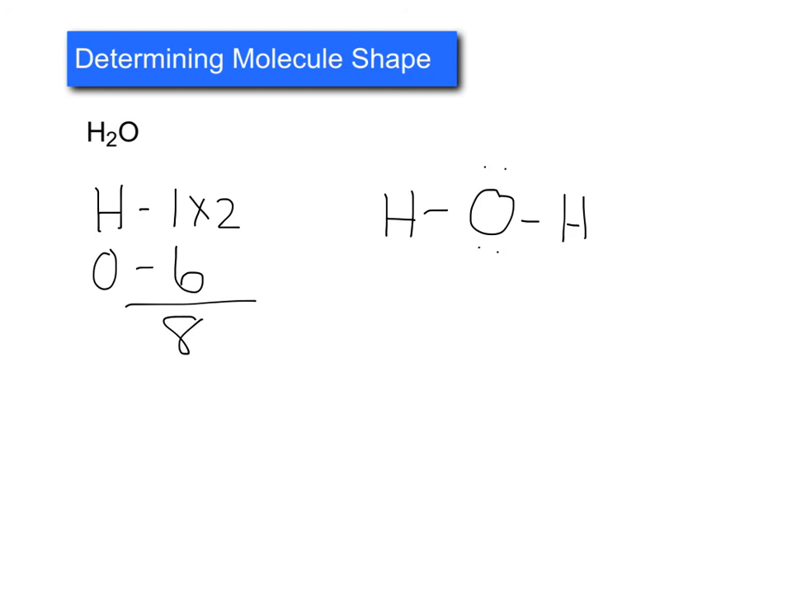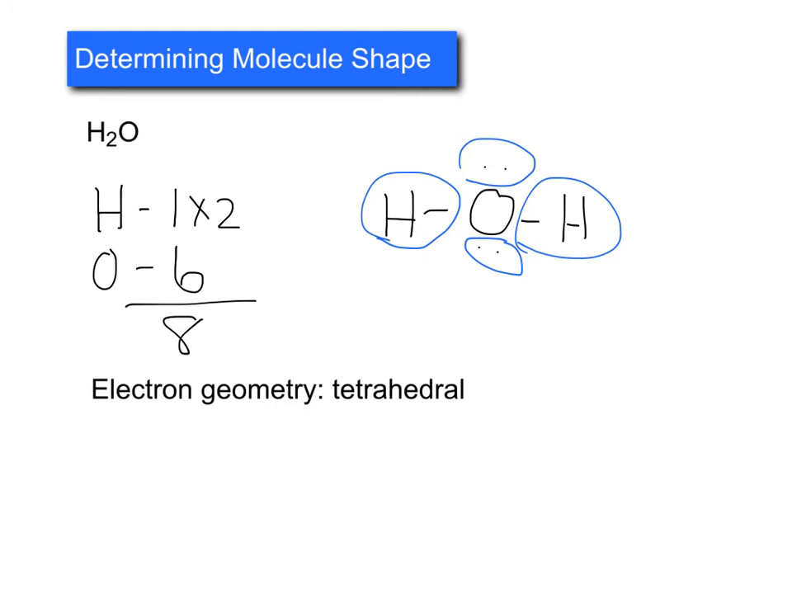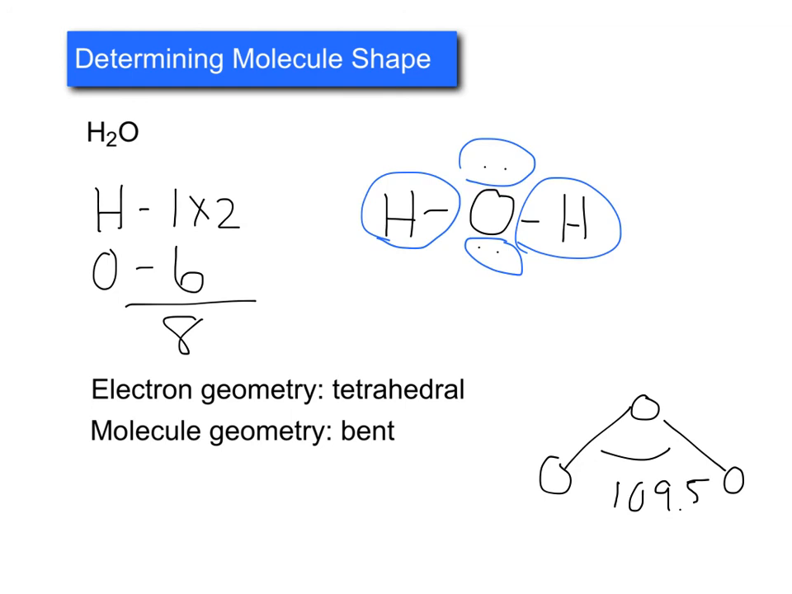So let's count up our electron groups. We have 2 bonds, so that's 2. And then we have 2 pairs that are non-bonded. So that gives us 4 altogether. So our electron geometry is going to be tetrahedral again. So we know our bond angle is right around 109.5. But we have these 2 lone pairs, so 2 of our groups we're not going to be able to see. So if we were to draw it, it's going to look like this, with this angle being about 109.5. And this is called bent. So our molecule shape here is bent.